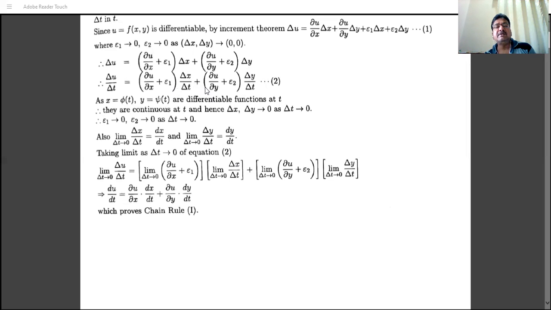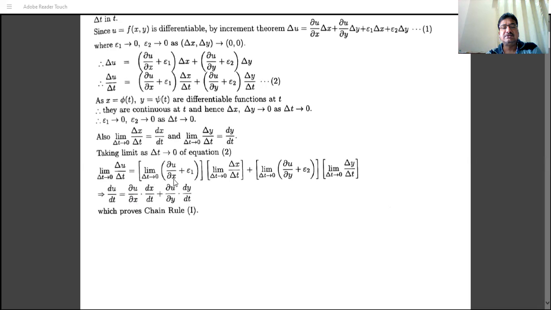Because the limit of addition is the addition of their limits, and the limit of multiplication is the multiplication of their limits. The limit of the whole RHS is the limit of this plus the limit of this, and the limit of this is the limit of this factor into the limit of this factor. And therefore, by using the definition of derivative, this is du by dt.